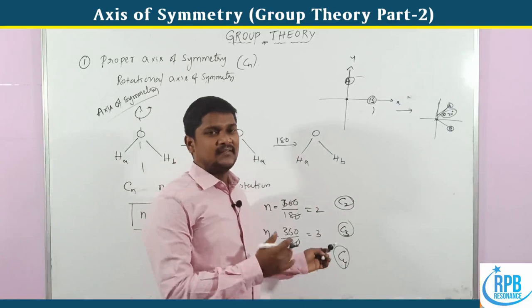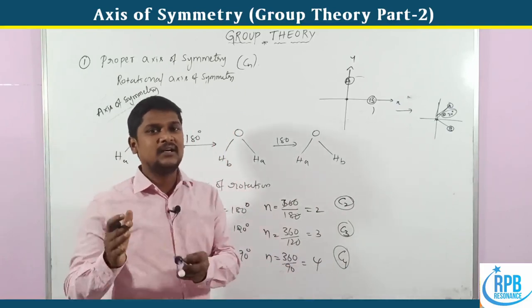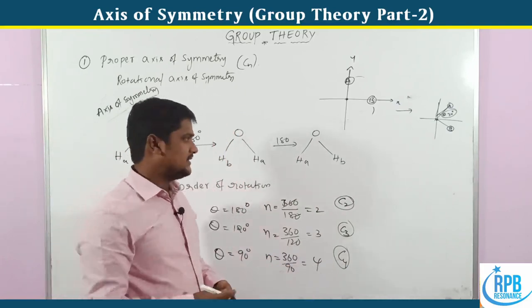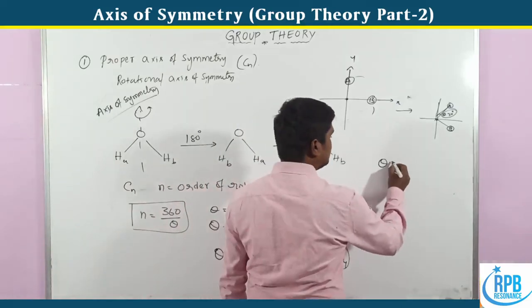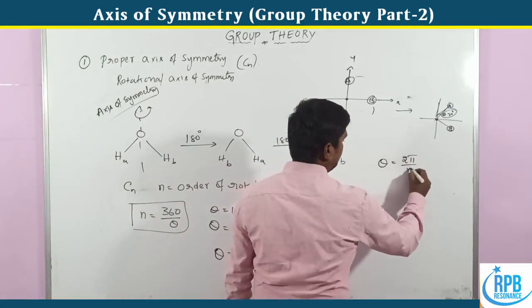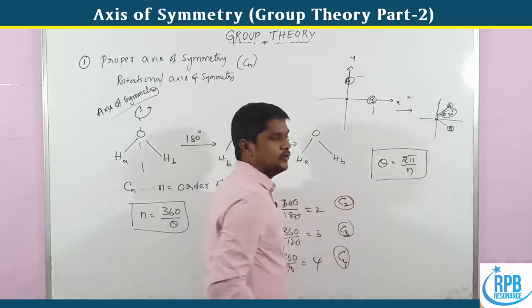These kinds of axes of symmetry are observed in different kinds of molecules. It is also represented as theta is equal to 2 pi by n.